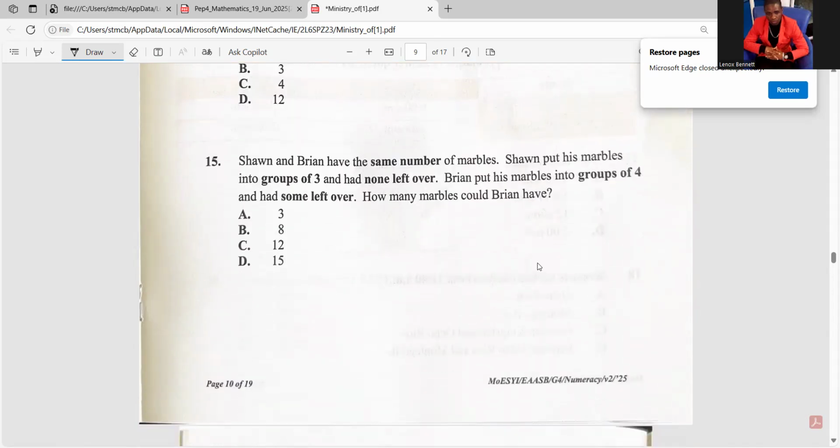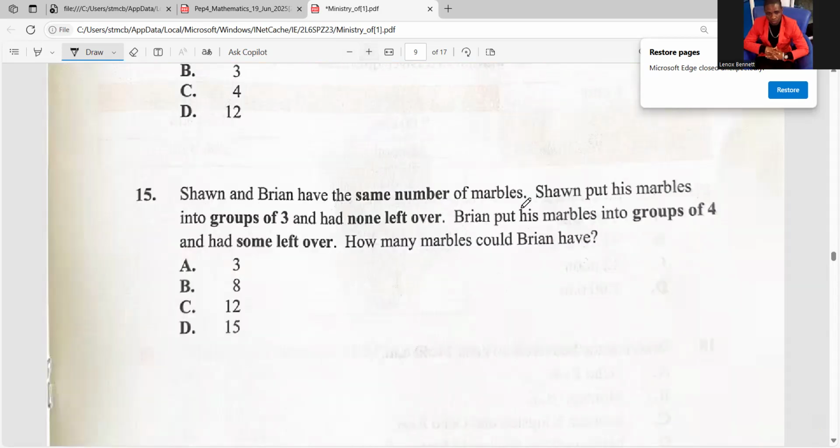Sean and Brian have the same number of marbles. Sean put his marbles in groups of 3 and had none left over. Brian put his marbles in groups of 4 and has some left over. How many marbles could Brian have?